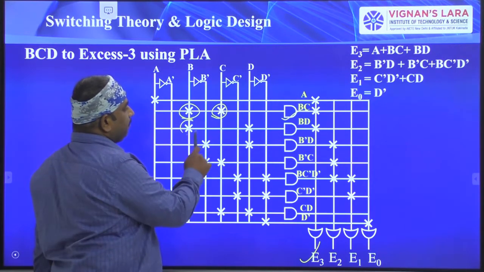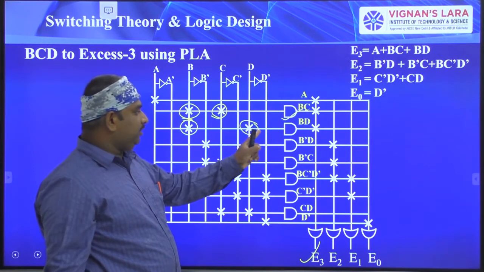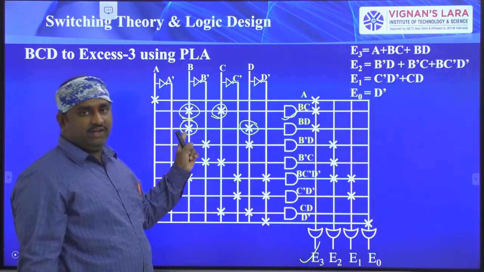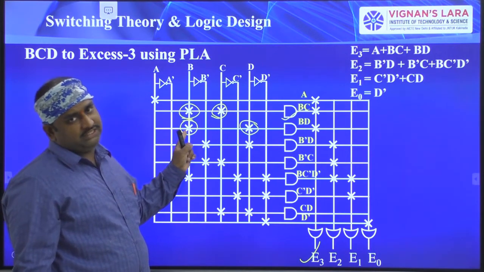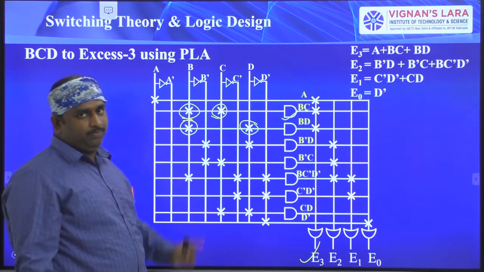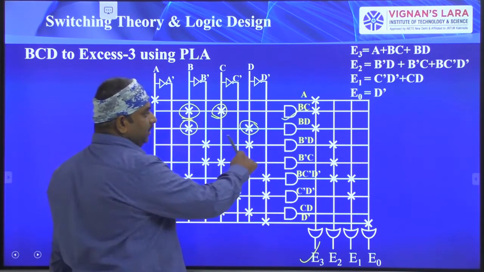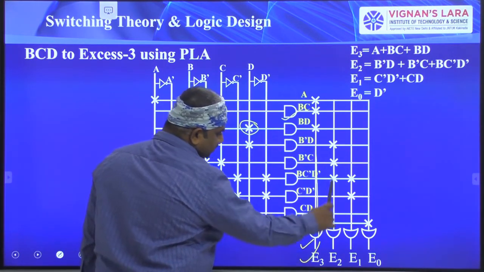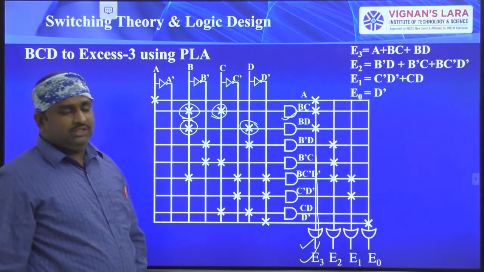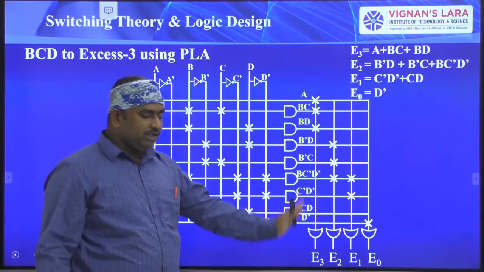Next, coming here, B and D. So this AND gate carries the B and D values. Why? Because here we have given a cross mark, where the cross mark is nothing but an electrical contact between the input line and the AND gate input. So that information is connected to this BD. That BD output is also connected to this E3. So in this way we have implemented the E3 function.